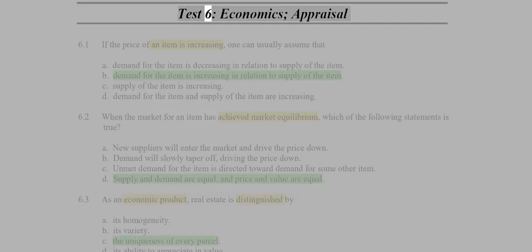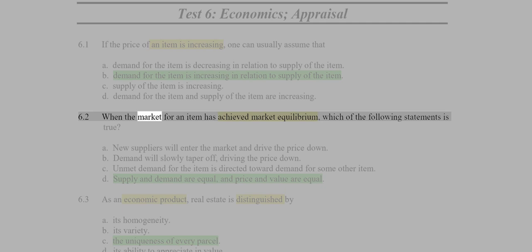Test 6, Economics, Appraisal. 6.1. If the price of an item is increasing, one can usually assume that A. demand for the item is decreasing in relation to supply of the item. B. Demand for the item is increasing in relation to supply of the item. C. Supply of the item is increasing. D. Demand for the item and supply of the item are increasing.